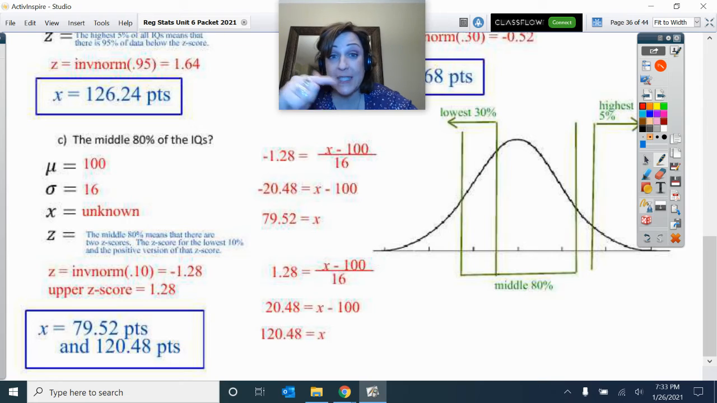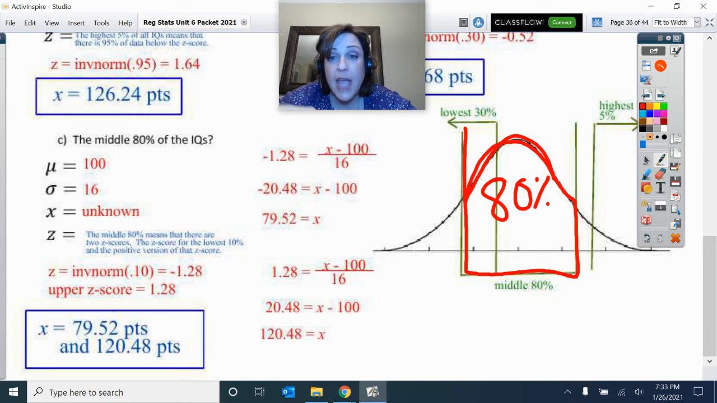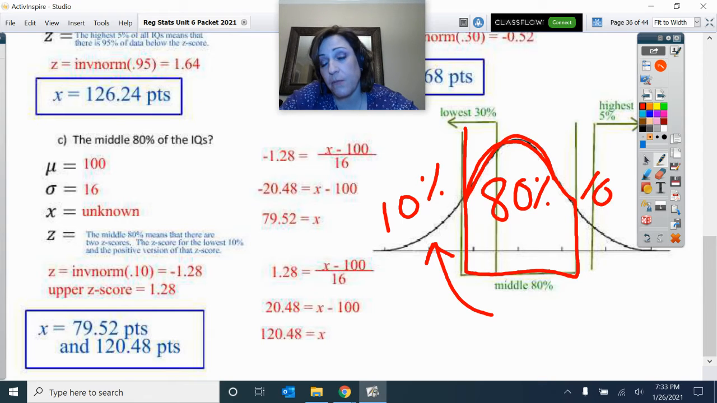Okay, how about this middle 80%? So, think about what this is saying. If you have 80% in the middle, then what is left on the outside edges? 80% in the middle gives 20% left. So that's 10% down here and 10% on top.